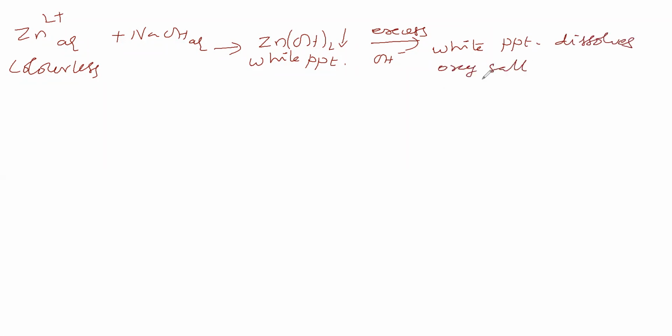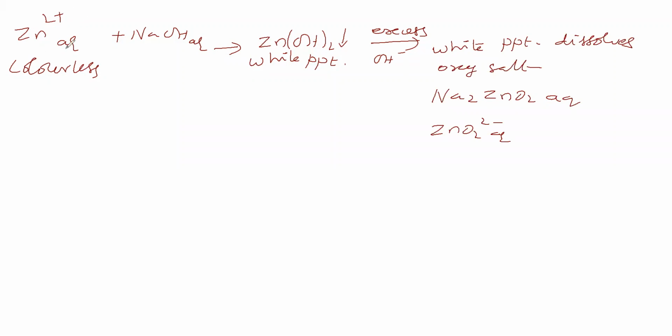What is the oxysalt formed? Here the oxysalt is Na2ZnO2, sodium zincate. In this, zinc is in the anionic part, that is ZnO2 2- solution. Like this solution you will get it.